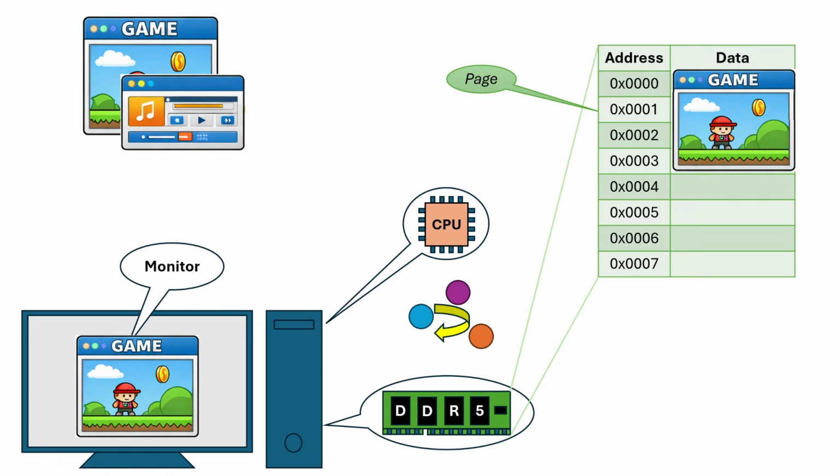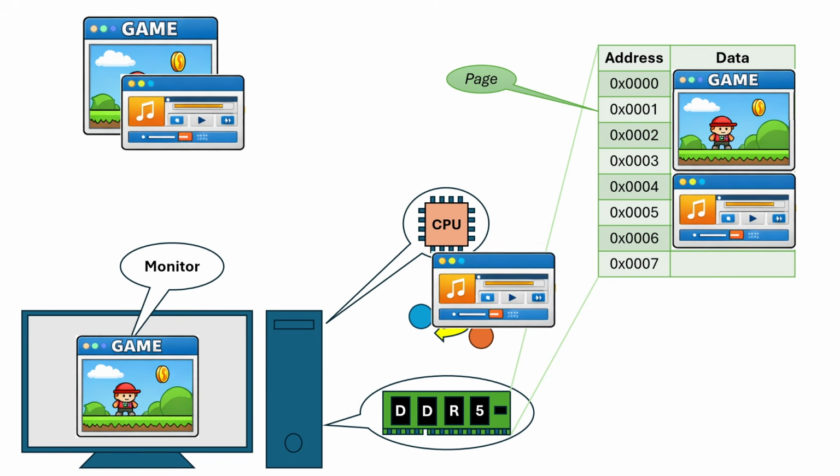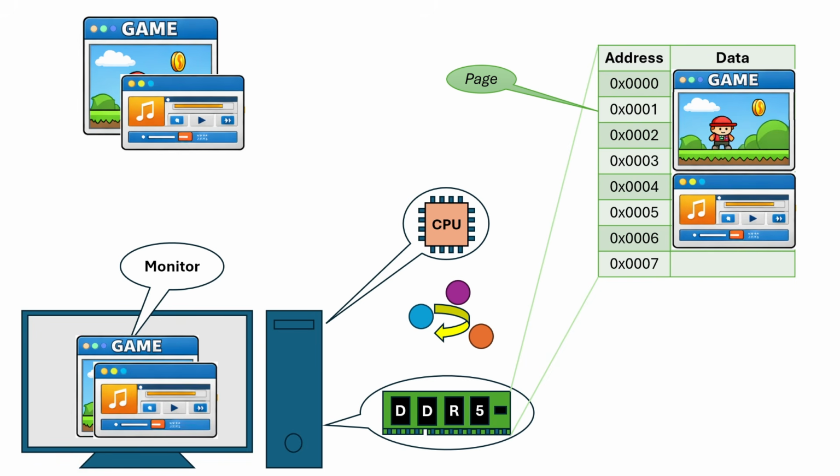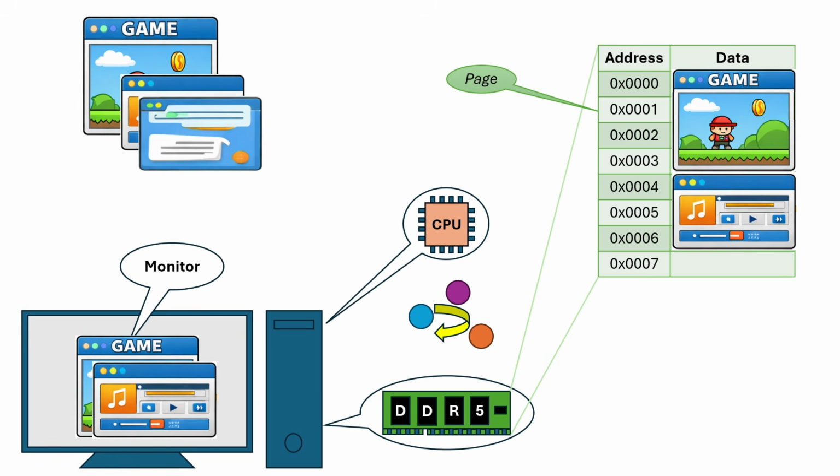Now, let's continue with the music application. Similarly, its 3 pages will be loaded sequentially into main memory and provided to the CPU for processing. As before, here I won't illustrate loading each page sequentially. I'll illustrate the final result. Next is the chat application. The first page is loaded into main memory at address 7 and sent to the CPU for processing.